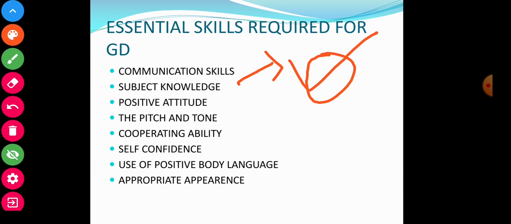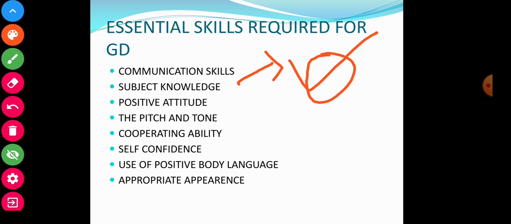Okay. Now comes the pitch and tone. During the GD, you must keep in mind that you are not speaking for yourself, but you are speaking so that others can listen to you and respond. So you must speak in a pitch and tone such that you are clearly audible. Then there is cooperating ability. When two or more people work toward achieving a goal, the feeling of cooperation can be seen. Actually, it can help in achieving the goal at a faster rate.